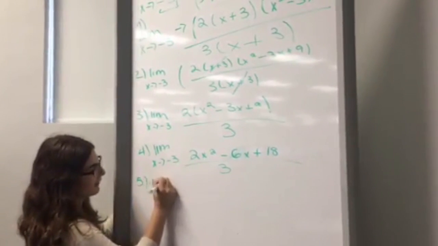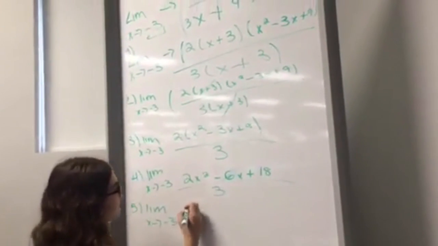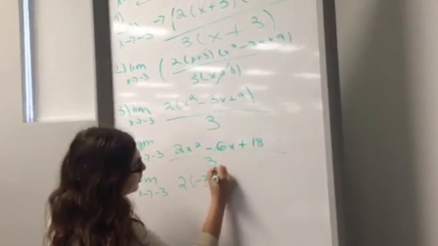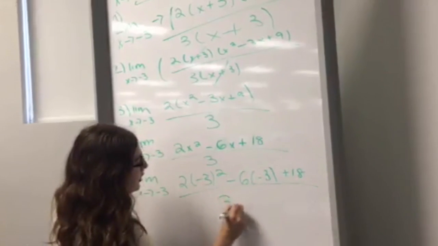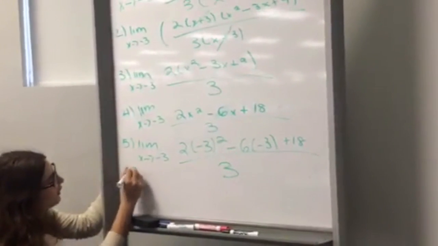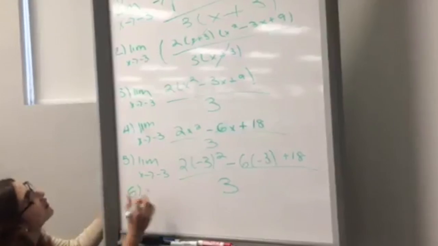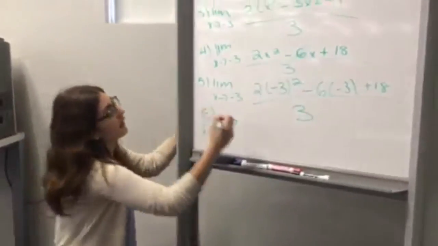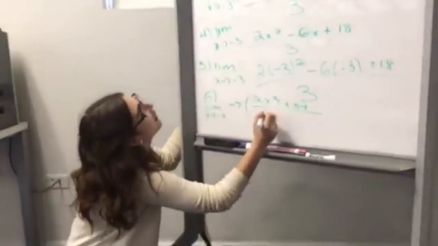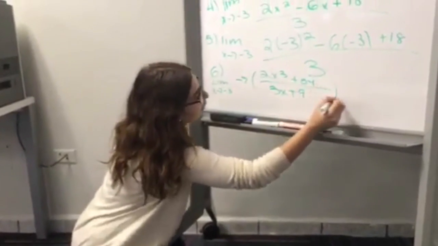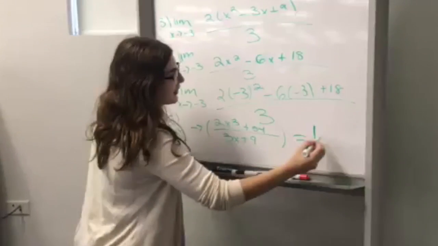The last step is plug in the value of -3 in the formula. So you put 2, -3 squared minus 6, -3 plus 18 over 3. And then you need to write the limit of x as it approaches -3. And you need to write the original formula, 2x squared plus 54, 3x plus 9, equals the value of d. So the answer is 18.